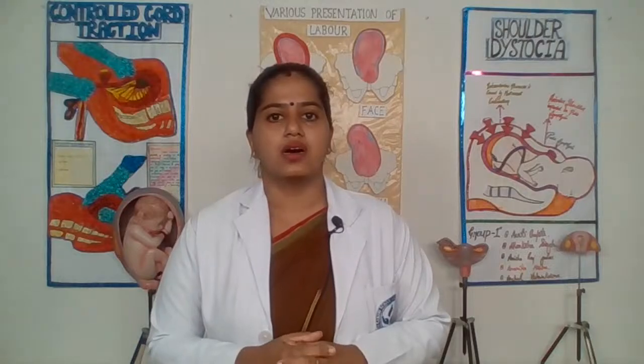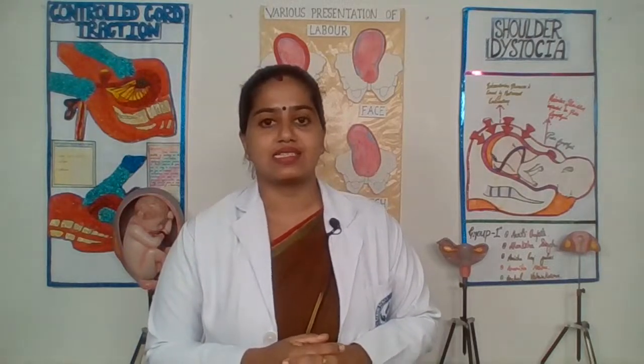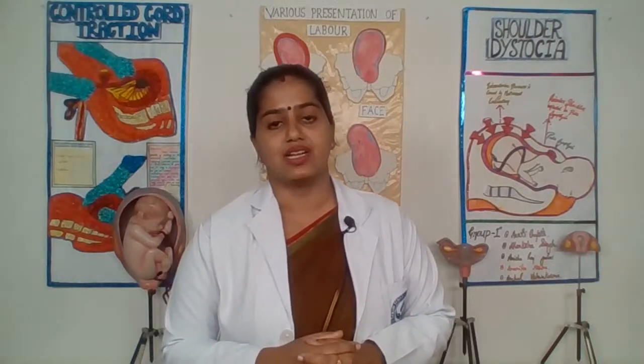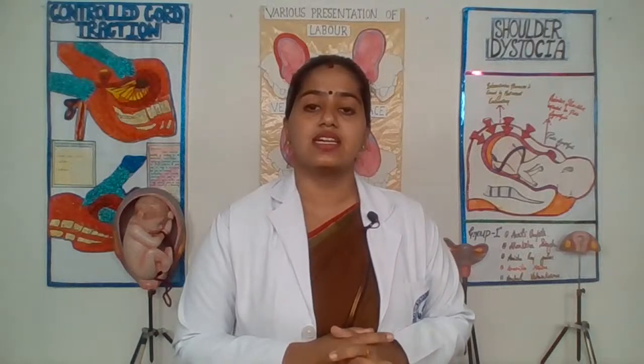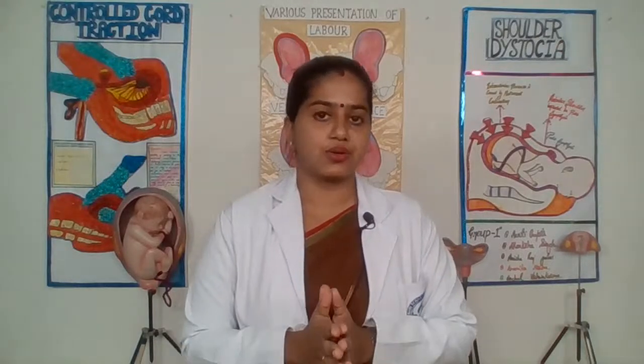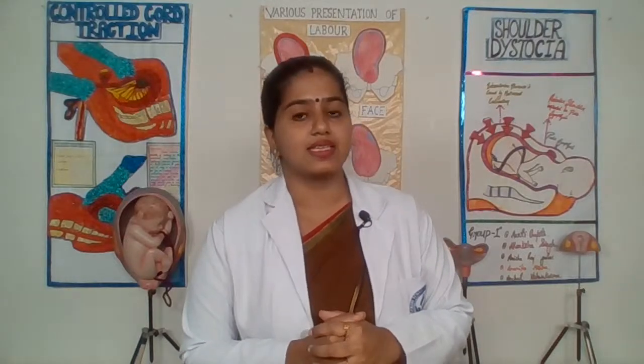Next we will see another presentation, and the next one is shoulder presentation. When the shoulder comes and lies in the lower pole of the uterine segment, that is known as the shoulder presentation. So here the presentation is shoulder. What will be the lie? In cephalic presentation, the lie will be longitudinal. Other than longitudinal, we have discussed two other types of lie: one is oblique lie, another is transverse lie.